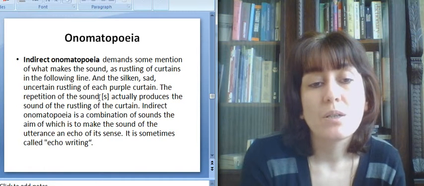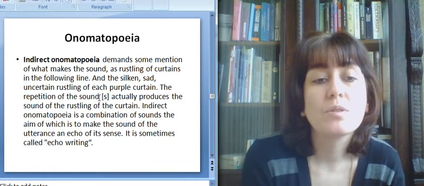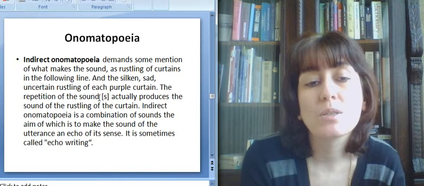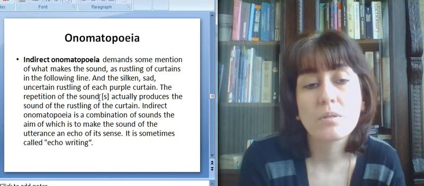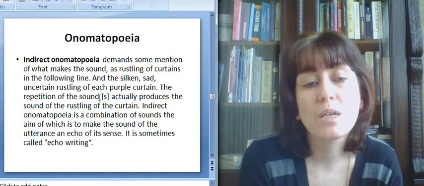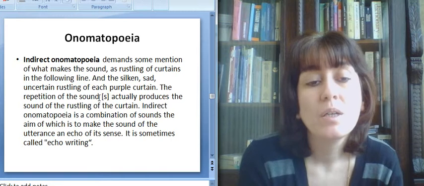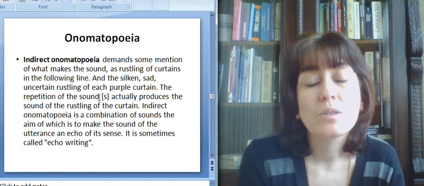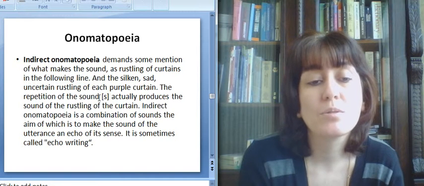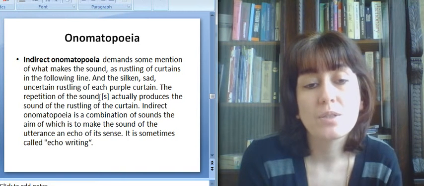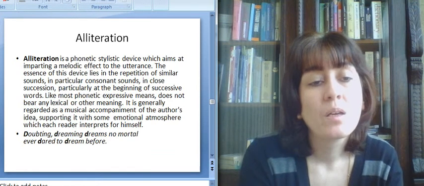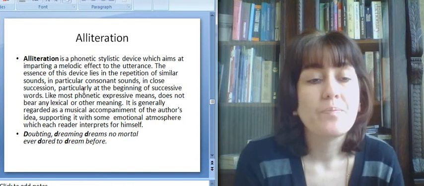Indirect onomatopoeia demands some mention of what makes the sound, as rustling of curtains in the following line: "And the silken, sad, uncertain rustling of each purple curtain." The repetition of the sound s actually produces the sound of the rustling of the curtain. Indirect onomatopoeia is a combination of sounds, the aim of which is to make the sound of the utterance an echo of its sense. It is sometimes called echo writing.